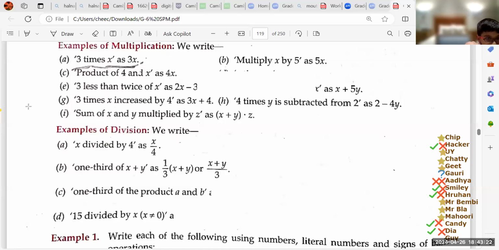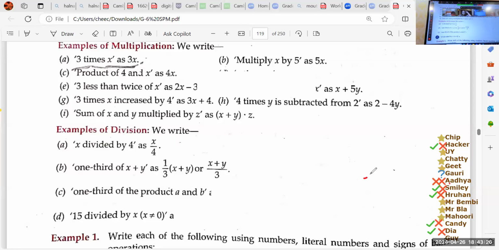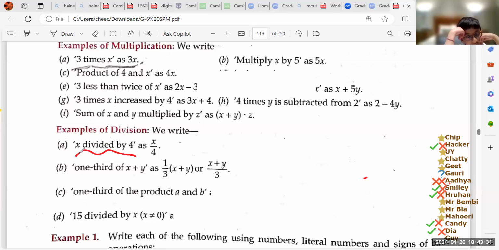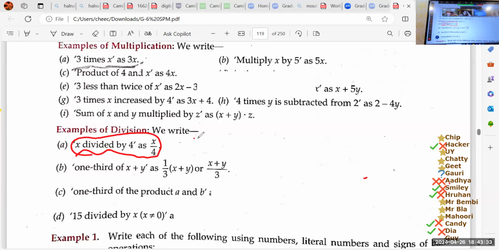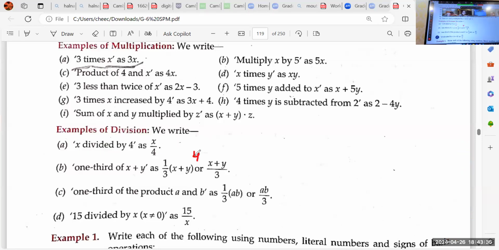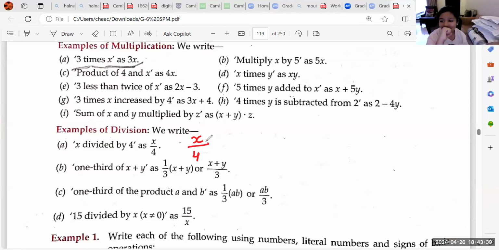Okay. So next, beta, there is no need for questions, I think. I will just explain like this. x divided by 4 will be written as x upon 4. We all know that, right? Yes or no? Yes, sir.